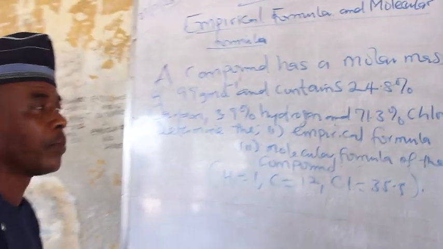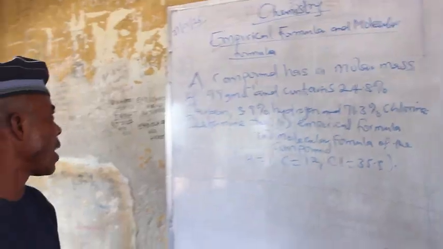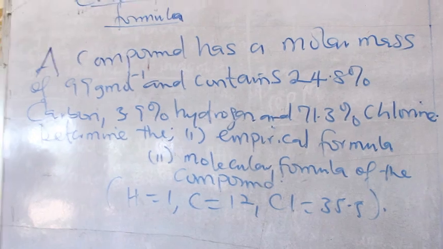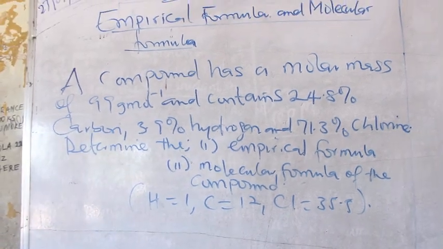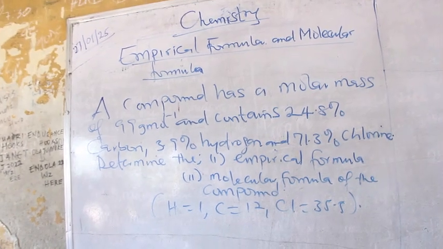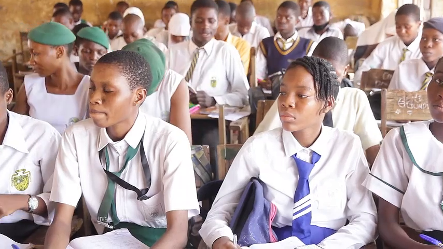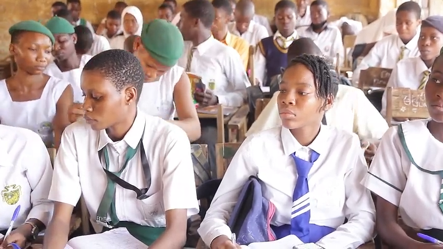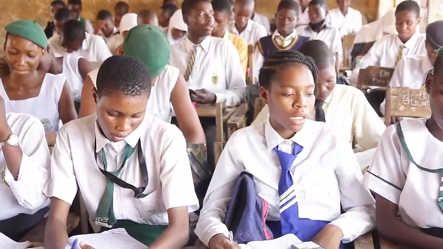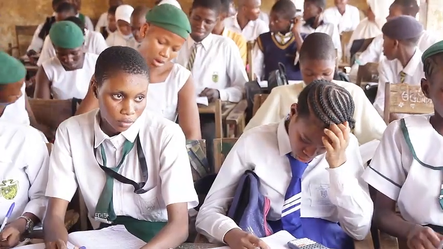So this is the question. A compound has a molar mass of 99 grams per mole and contains 24.8% carbon, 3.9% hydrogen, and 71.3% chlorine. Determine the empirical formula, then the molecular formula of the compound. Now, how do you go about this question?